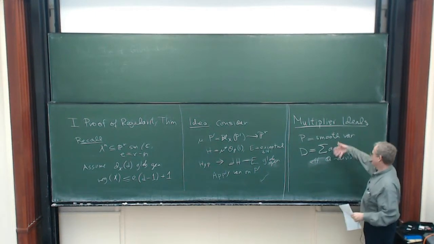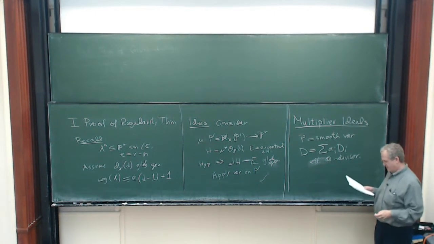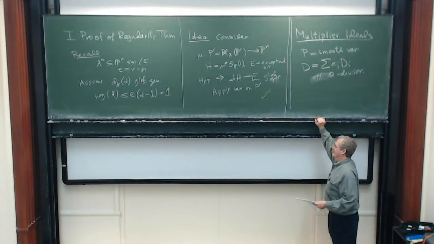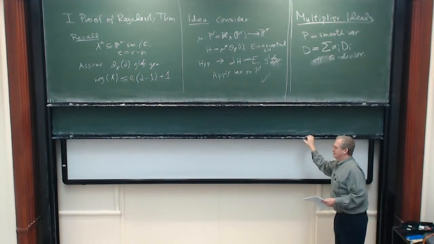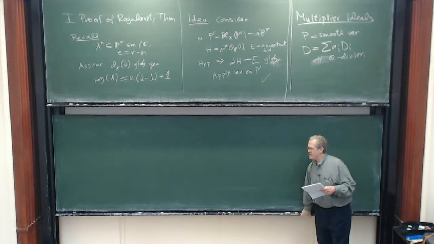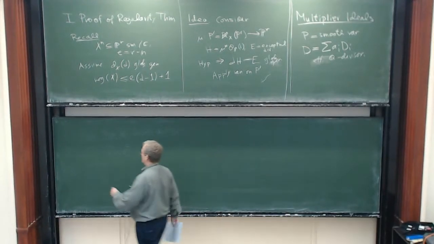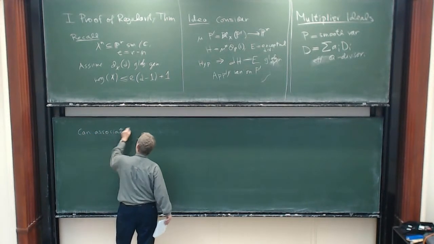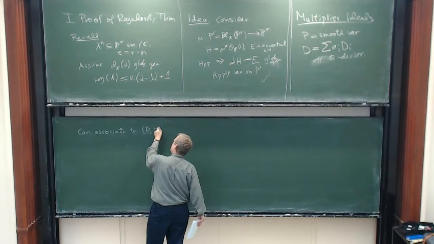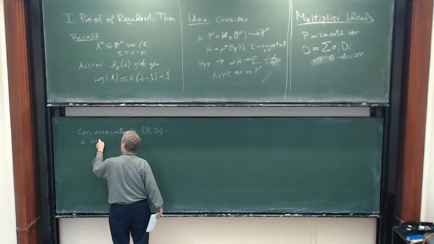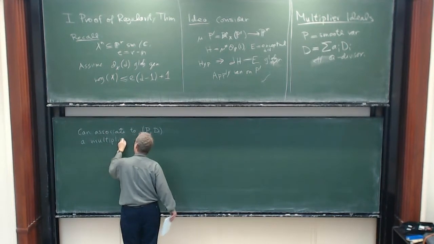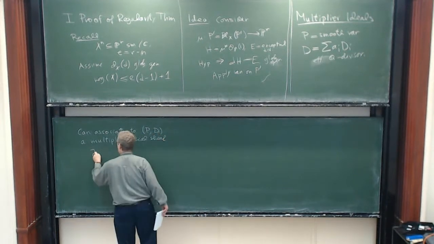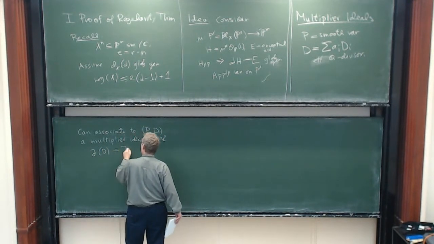So it's a non-negative rational linear combination of divisors. And then you can associate to the pair X, D a multiplier ideal. That's an ideal sheaf that somehow measures the singularities of this divisor D. So we can associate to this Q-divisor on this smooth variety a multiplier ideal sheaf, so let me call it J of D, or sometimes J of PD.